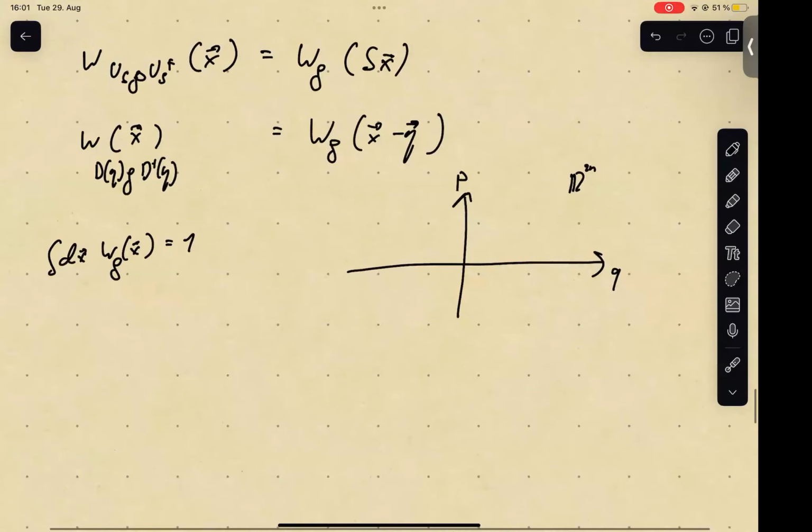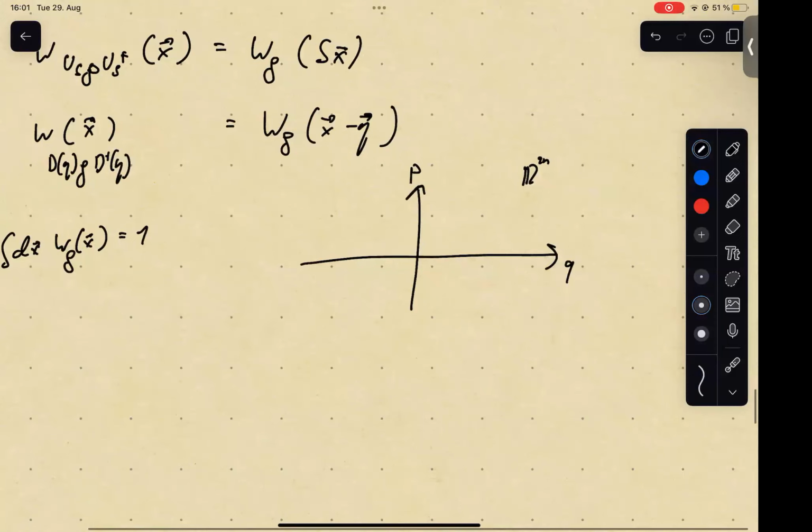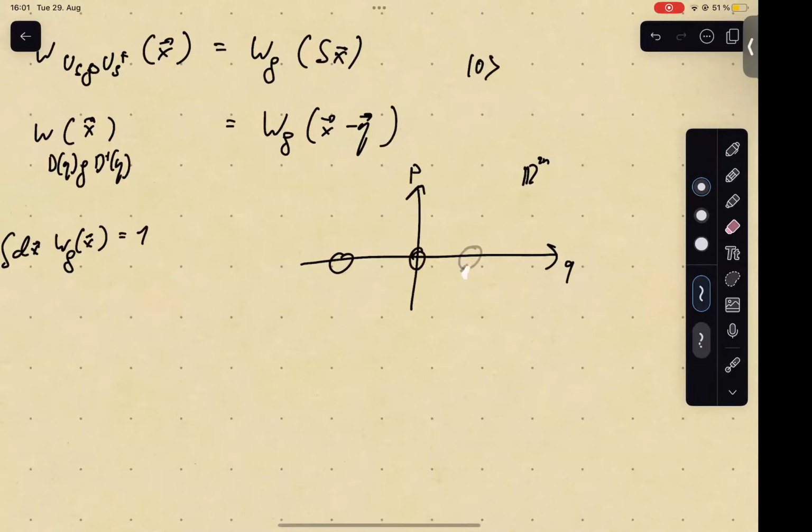Right. Okay. So you often see plots in phase space where people draw states. For instance, the vacuum state zero is always just some Gaussian blob in the middle. If you take a displacement operator, xi, you're going to get a Gaussian blob at xi.